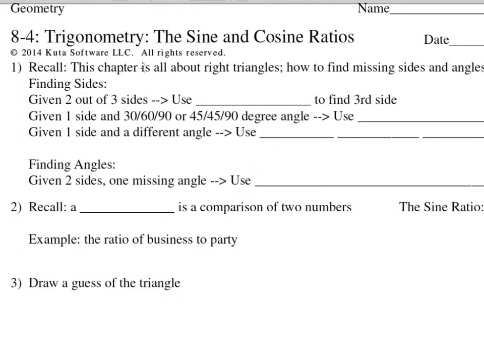Remember, this chapter is about right triangles, how to find missing sides and angles. If you have two out of three sides, you want to use a squared plus b squared equals c squared. We're not going to fill all this out. If you're given one side and 30-60-90 or 45-45-90, you use those special triangles; for 45-45-90, hypotenuse equals leg root 2, and all that business. And if you have one side and a different angle, you want to use SOH CAH TOA.